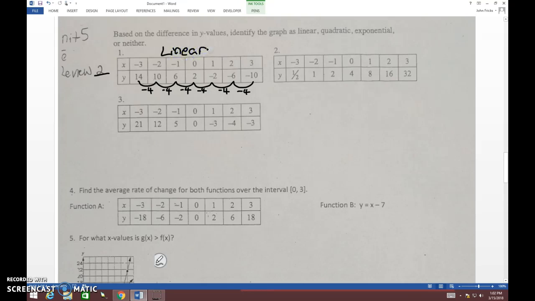For number 2, you can see here that we're taking and multiplying by 2 each time. So you can see we're multiplying. So 1/2 times 2 is going to be 1. 1 times 2 is 2. 2 times 2 is 4. 4 times 2 is 8. 8 times 2 is 16. And 16 times 2 is 32. So this one is multiplying, therefore it's exponential.